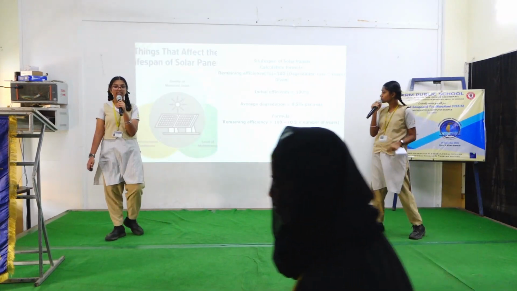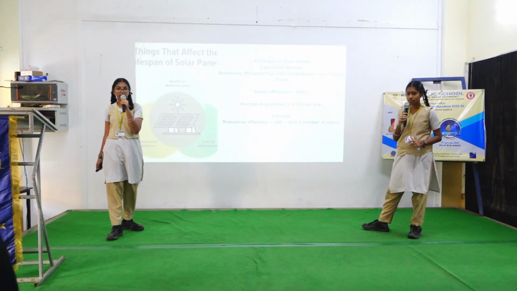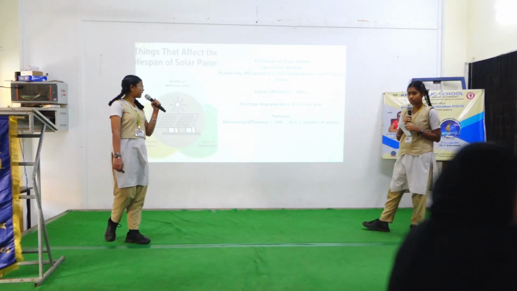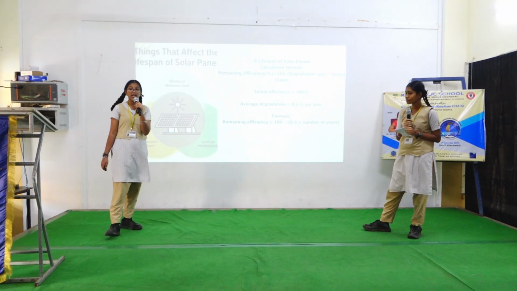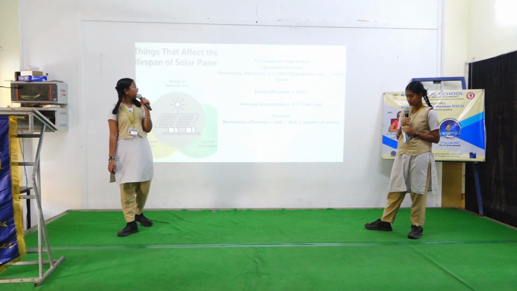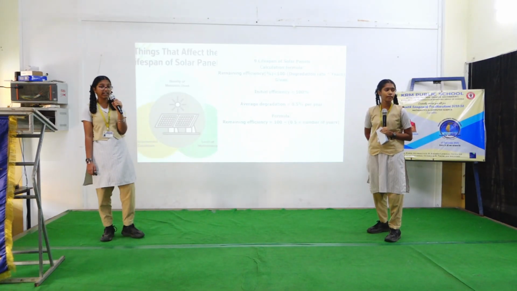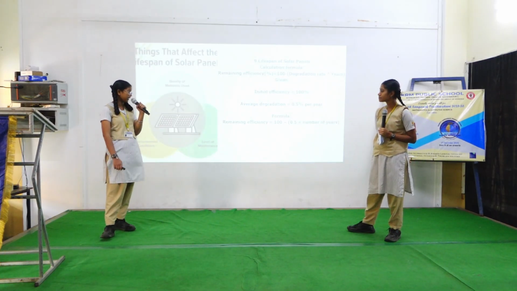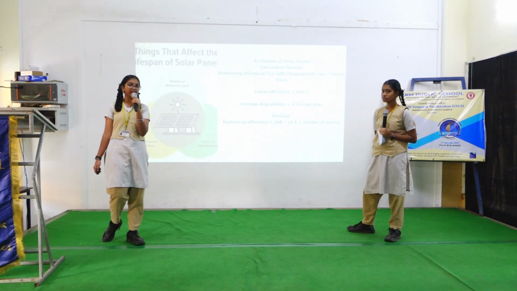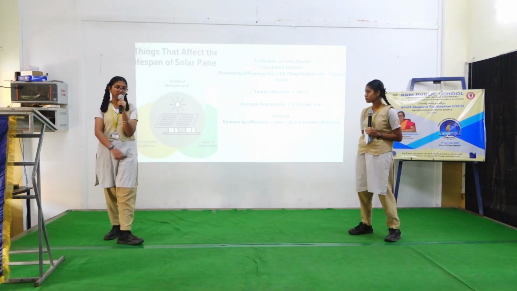Last but not least, the lifespan of solar panels. For calculating the lifespan of solar panels, the formula is remaining efficiency is equal to 100 minus degradation rate into years. So if the initial efficiency is equal to 100% and the average degradation per year is 0.5%, the formula would be remaining efficiency equal to 100 minus 0.5 into the number of years.